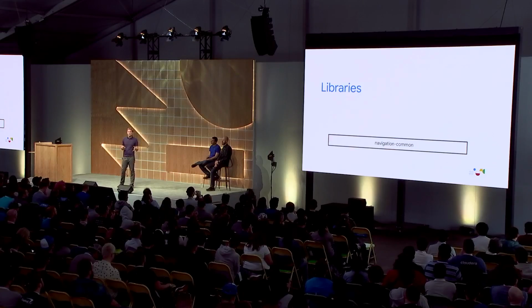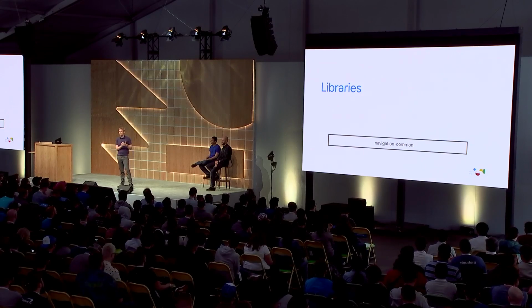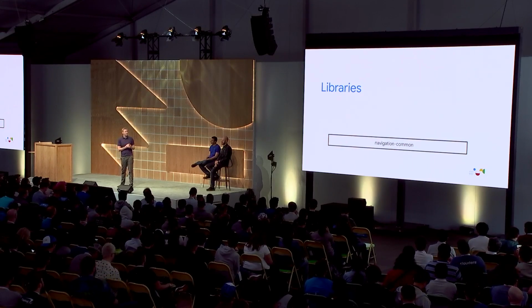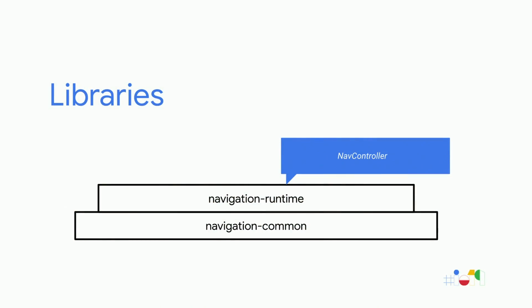So now we don't need to focus on anything else, but we built a lot of things. We never need to touch our activity again, but how do we actually put this all together? Well, it started with the common library, and this is where we actually have the runtime equivalent of navigation graphs and all of the base components. And on top of that is the actual navigation runtime library. So this is the thing that provides the actual nav controller itself.